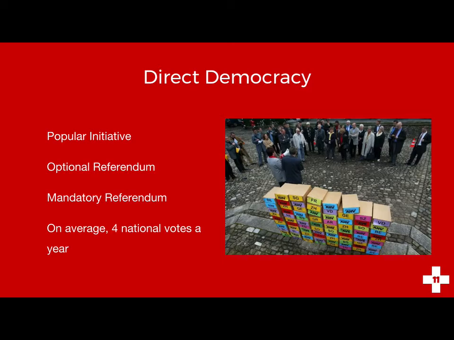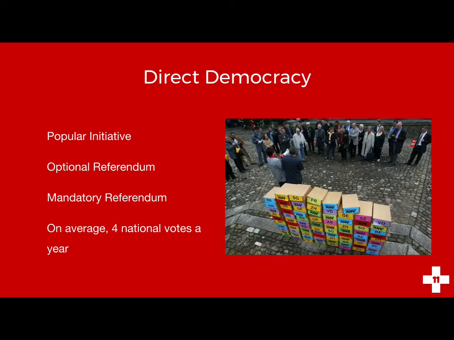And then once you have enough valid signatures, the initiative is put to a popular referendum, or a popular vote. So in the next voting cycle, that will be on there. That's one of the reasons a lot of laws in Switzerland are proposed through the popular initiative process, rather than through parliamentary proposals.